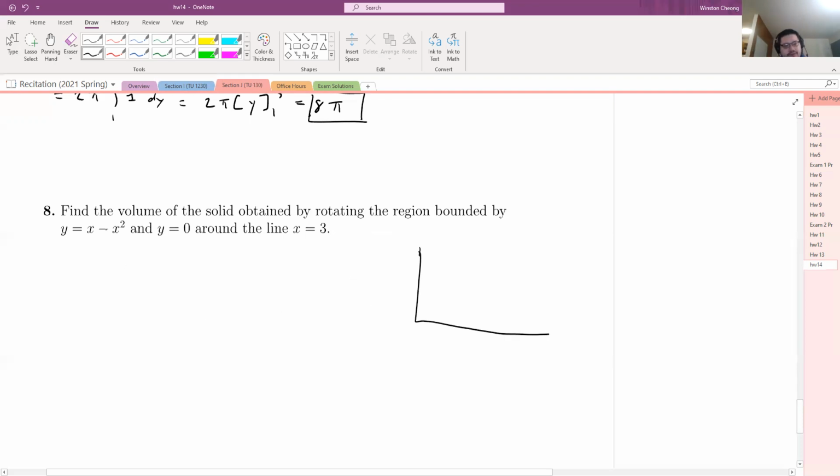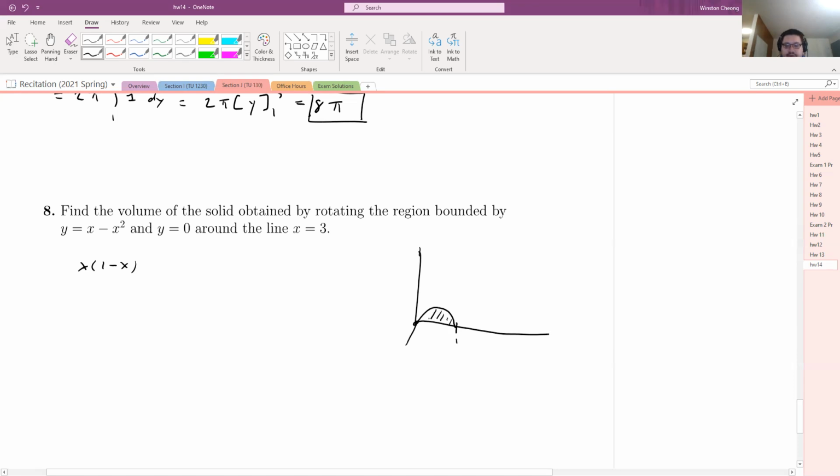Now, first of all, how would we graph this thing? You shouldn't need to reach for a calculator for this, because by factoring it, you have this. And that tells you that this parabola intersects the x-axis at two positions, at x equals 0 and at x equals 1. And that tells you what the shape of this region is.